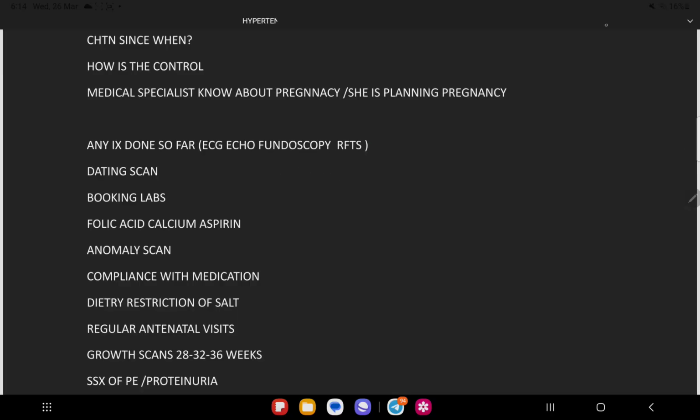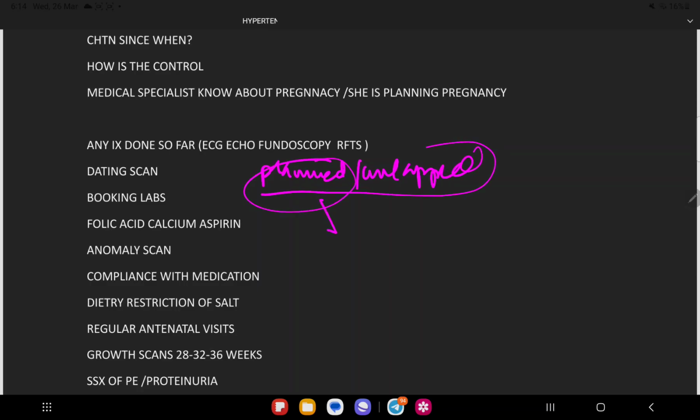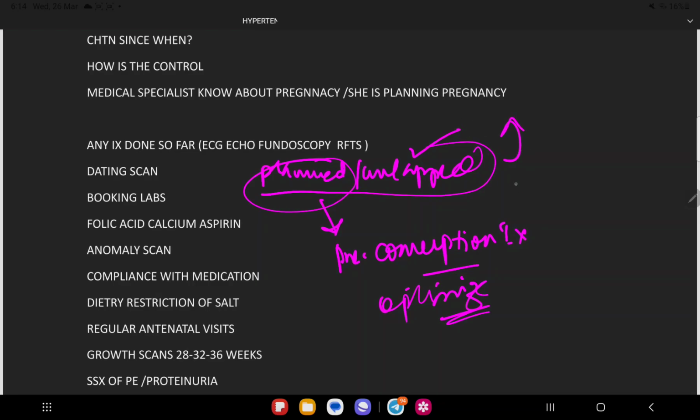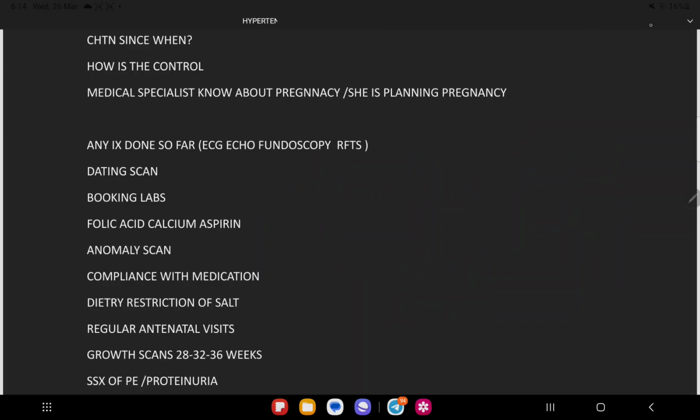But once your patient is pregnant already, then you have to ask whether the pregnancy was planned or unplanned. Why do you want to ask? Because if it was a planned pregnancy, then you have to ask whether she has done all her preconception investigations and optimized her health or not. This is the question you should ask. If it is unplanned, then you will just ask whether your medical specialists know that you want to get pregnant, or by any chance you have done your investigations like echo, ECG, all these previously or not.